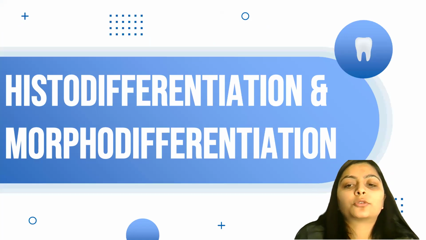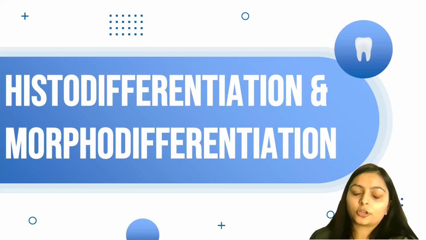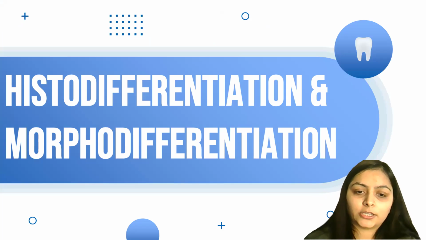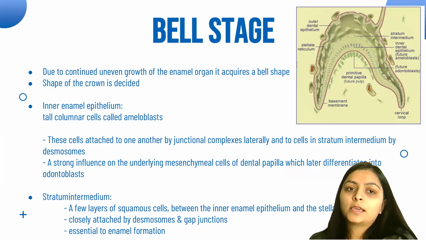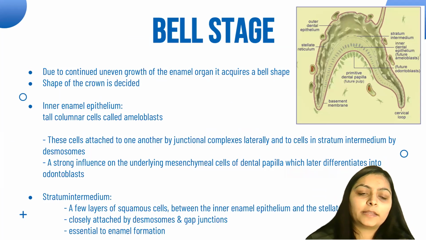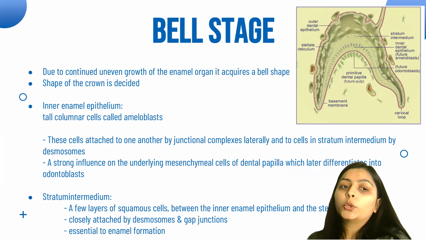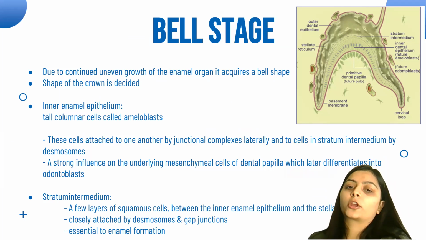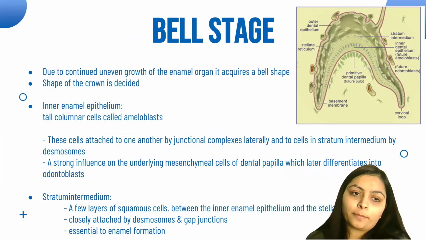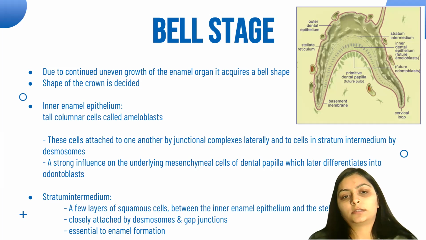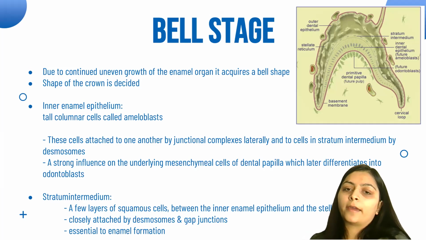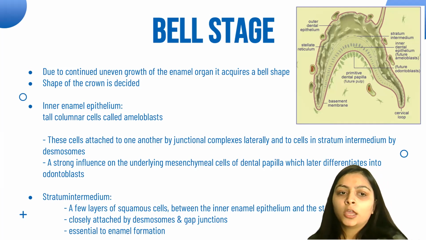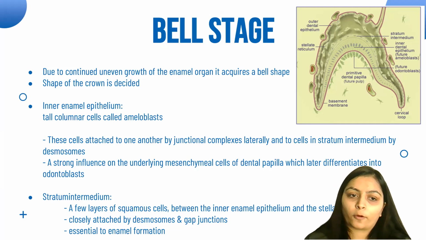Now proceed with the histodifferentiation and morphodifferentiation, the early and late bell stage. First, we will see histodifferentiation, which means the early bell stage. Due to continued uneven growth of the enamel organ, it acquires a bell shape. The shape of the crown is decided. Now, the inner enamel epithelium has tall columnar cells, known as ameloblasts, which result in enamel formation.